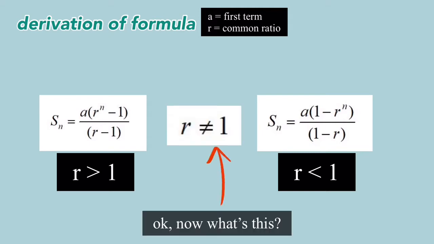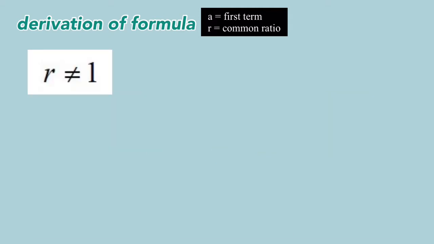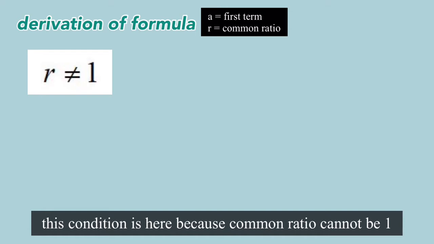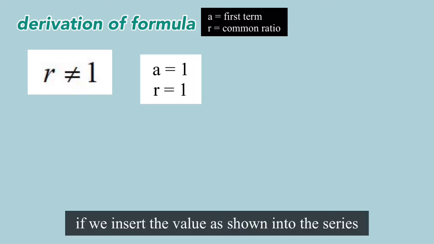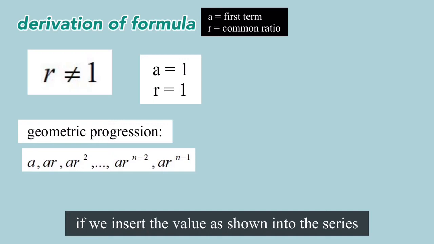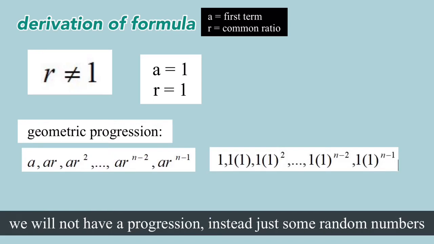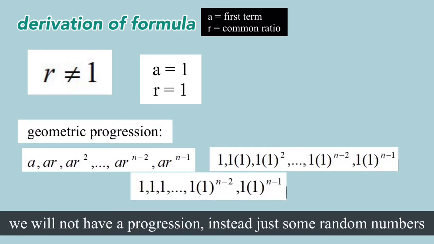Okay, now, what's this? This condition here is because the common ratio cannot be 1. If you insert the value as shown into the series, we will not have a progression, instead just some random numbers.